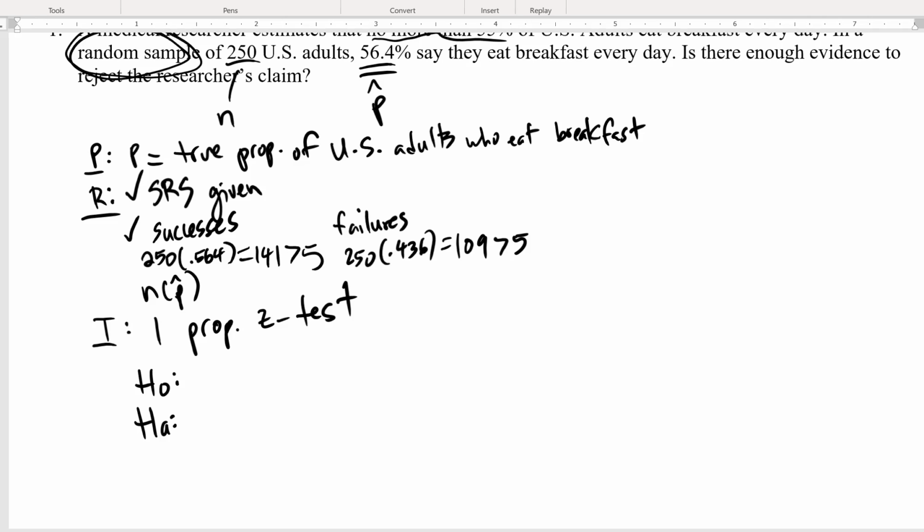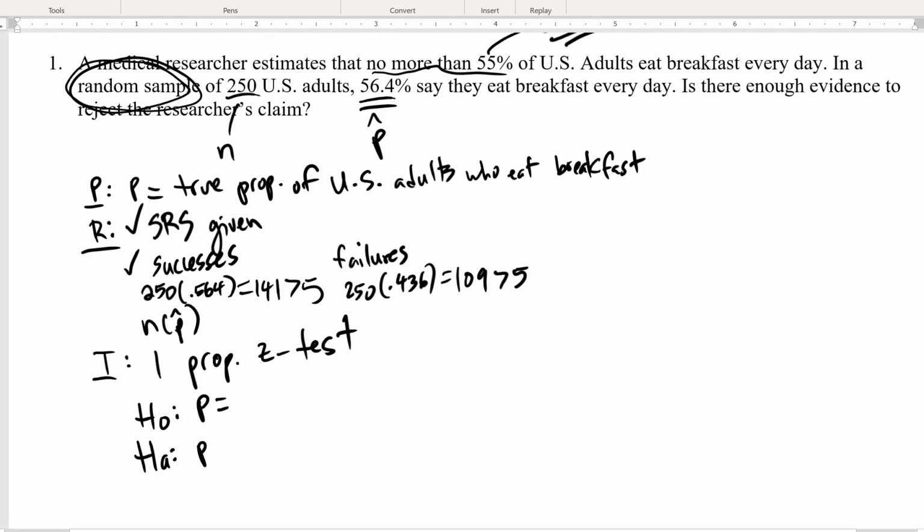Okay? Since we're dealing with a proportion, I'm going to put P equals, what was the claim? Well, they said 55%, right? Alternatively, is there enough evidence to reject the claim that it is not more? Not more means what? Less than. And that makes this the claim. Okay? So in this situation, now we're ready to run the test.